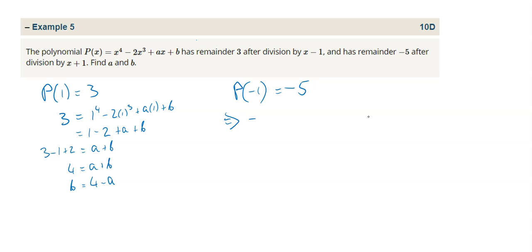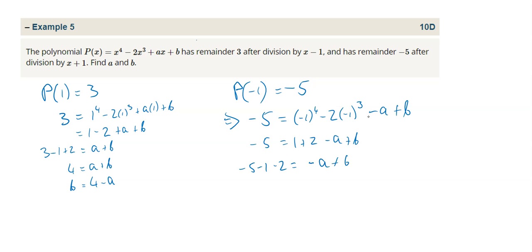And then, okay. So negative 5 then equals negative 1 to the 4 minus 2 times negative 1 to the 3, plus, well, essentially minus A and plus B. Cool. So negative 5 equals 1, and then that's going to become negative 1 times negative, positive, so plus 2, minus A plus B. Negative 5 minus 1 minus 2 equals negative A plus B. Negative 8 equals negative A plus B. So B essentially equals A minus 8.